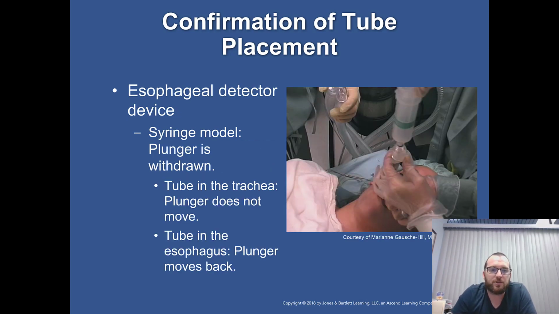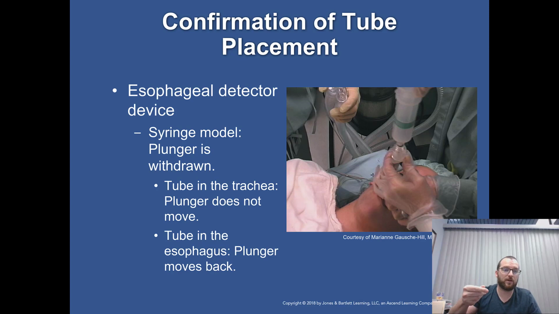All right, the esophageal detector device is like a little bulb syringe. So again, it's just understanding that the trachea is a rigid tube and the esophagus is flimsy, flexible tissue, right? So if you put that bulb syringe onto the ET tube and it immediately pops back up, opens back up, that means we're in that rigid tube of the trachea, right?